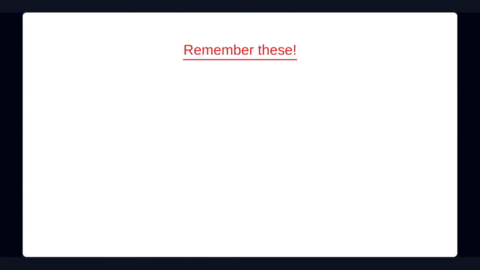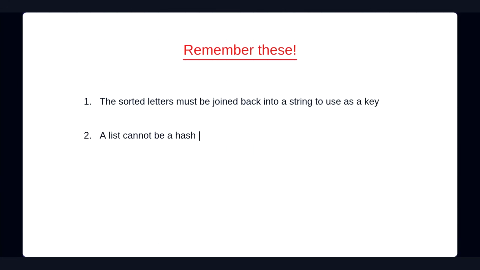Three notes. After sorting, join the letters back into a string, because that string is what we use as the map key. A plain list cannot be a hash key since it can change, but a string or a tuple can. And if you want to avoid sorting, a count of each letter can serve as the signature just as well.